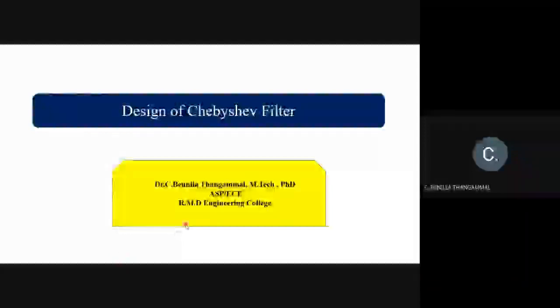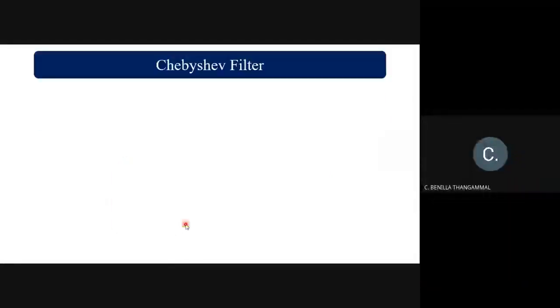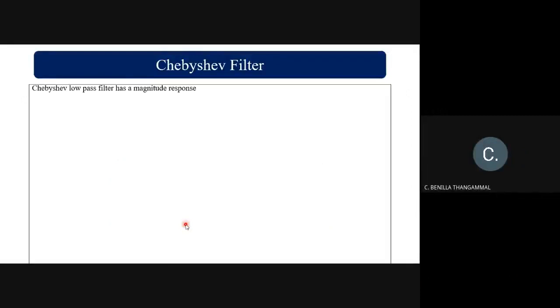So, design of the Chebyshev filter. The Chebyshev filter has a magnitude response |H(jΩ)| equal to A divided by (1 plus epsilon squared Cn squared(Ω/Ωc)) whole power 0.5, right? So this is the magnitude of your Chebyshev low pass filter.